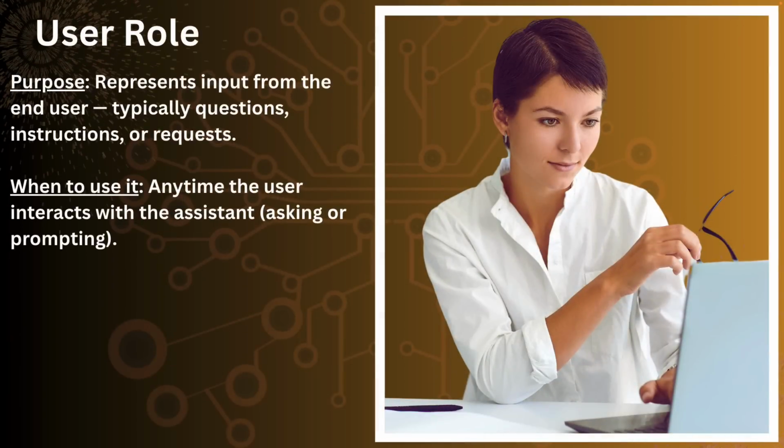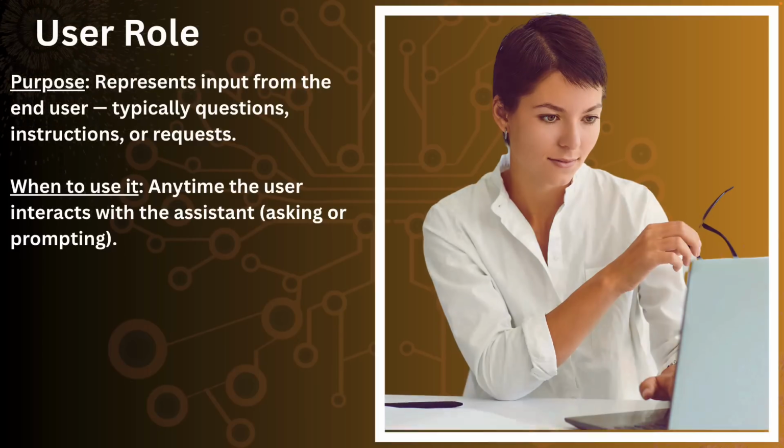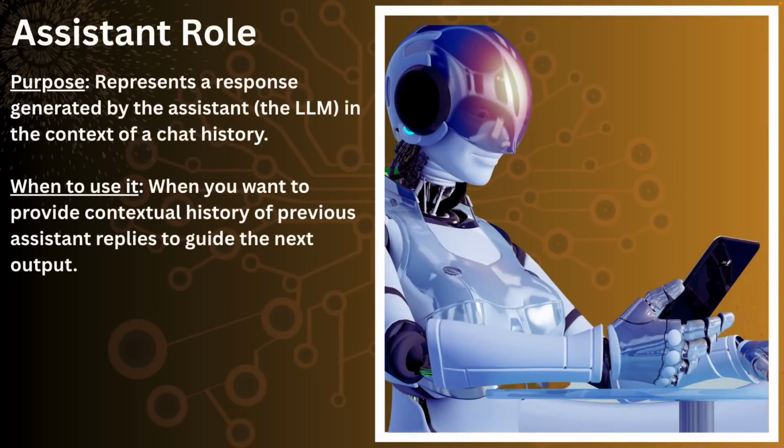The next one is the user role. The user role is the example that we saw before together. Its purpose is to represent input from the end user, typically questions, instructions, or requests. And when to use it: any time the user interacts with the assistant or asks for something through prompting. The next one is the assistant role.